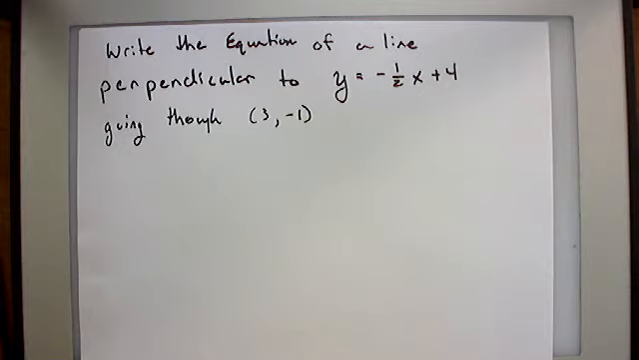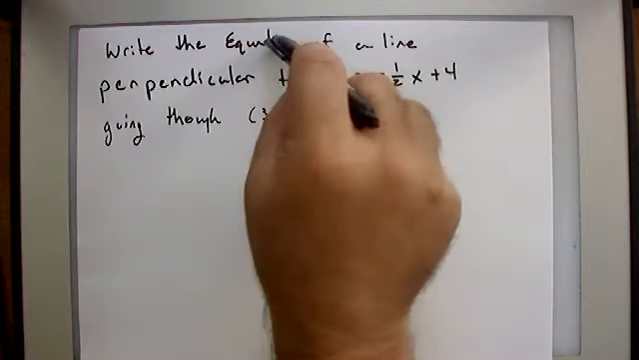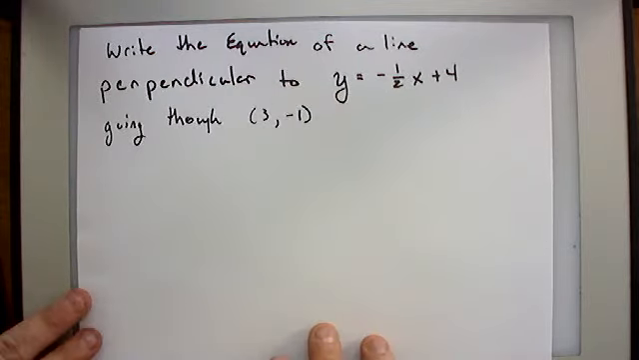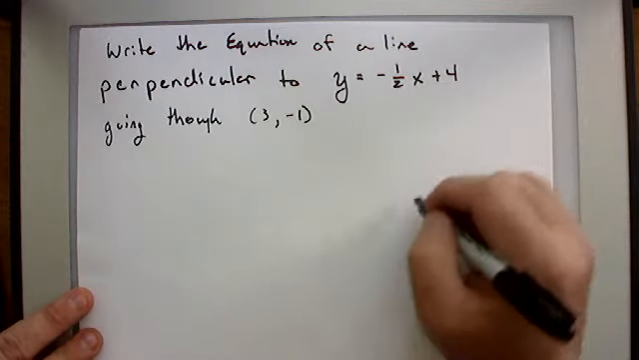This is more down the line. The last one was a little easy. Parallel is not too bad. Perpendicular is a little tricky. First step is to find the slope. If it says write the equation of a line, first step is to find the slope. So if their slope is -1/2, what is your slope?